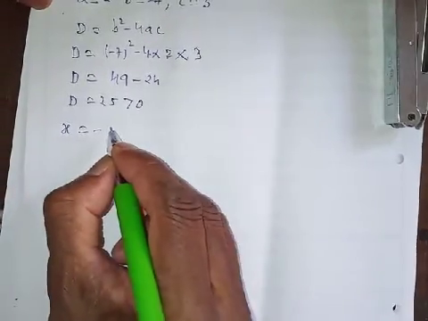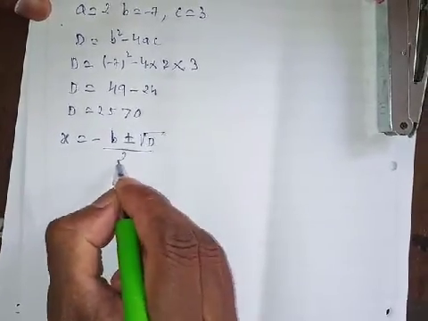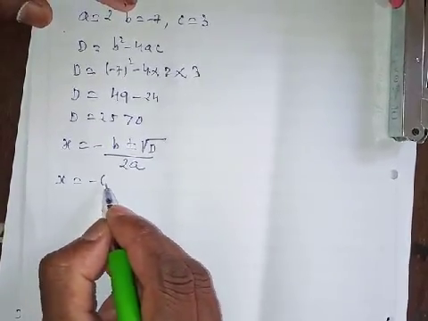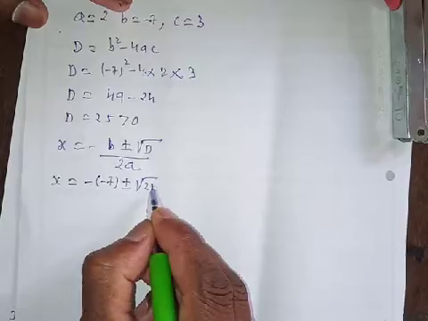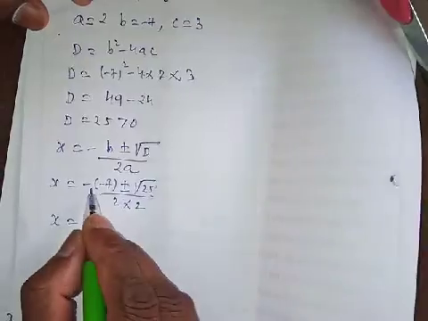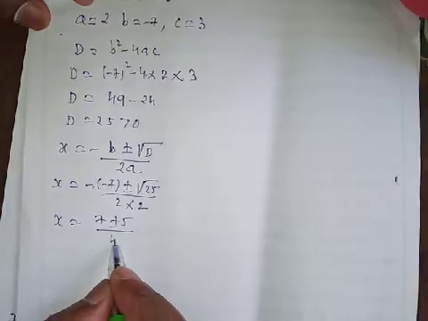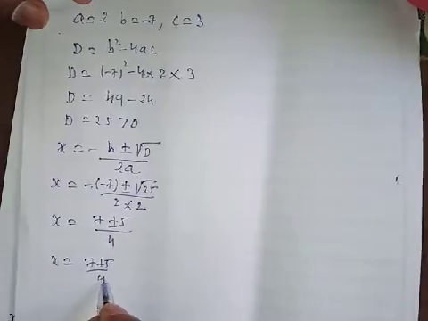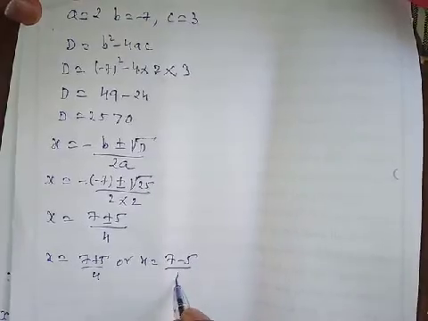So x is equal to minus b plus minus root D upon 2a. This is a formula you have to learn. So minus b. B is what? Minus of minus 7 plus minus root 25 upon 2 into a. A is 2. So x is equal to 7 plus 5 plus minus upon 4. So x is equal to 7 plus 5 by 4, or x is equal to 7 minus 5 by 4.